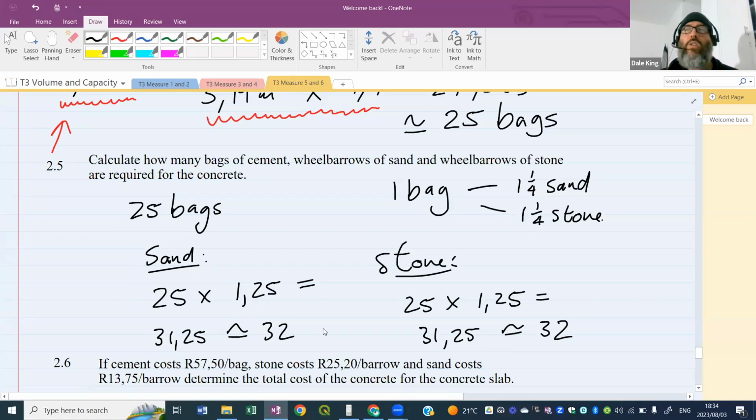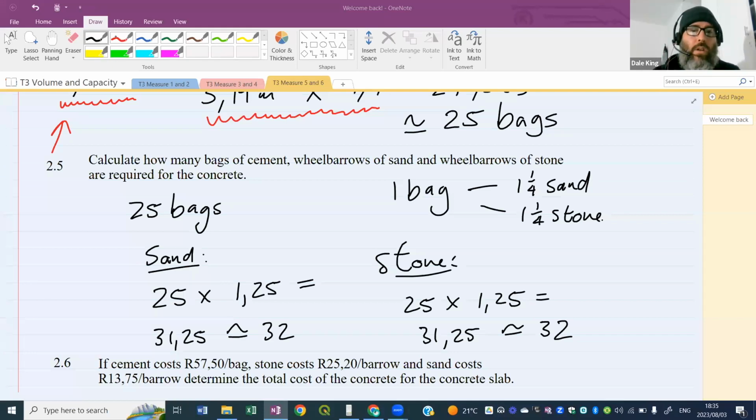Why am I rounding up to whole numbers? Because you can't tell the guy at the shop, please give me 0.25 of a wheelbarrow. They're not going to pour stone into the wheelbarrow and then ask themselves, oh, is this 0.25? You can't do that in a shop. You can't buy 0.56 of a bag of cement. You can't buy 0.25 of a wheelbarrow of sand. It's the same idea. So with all this information, we'll have enough wheelbarrows.